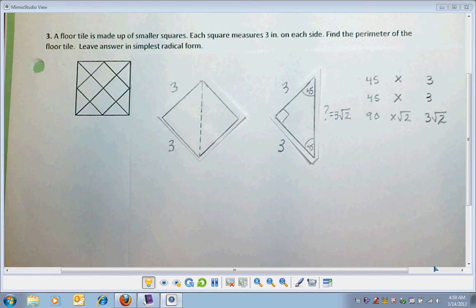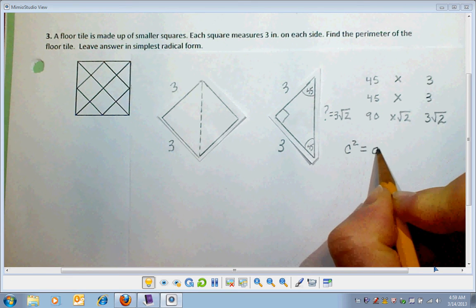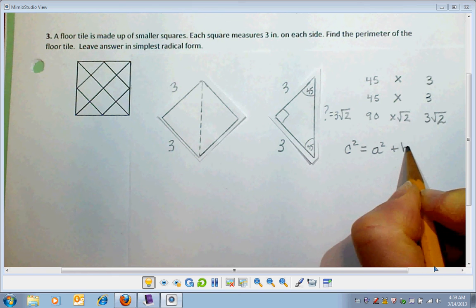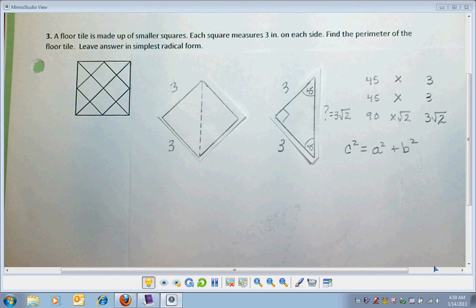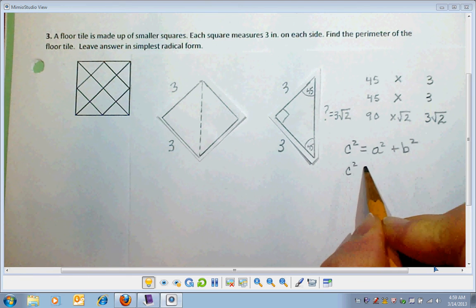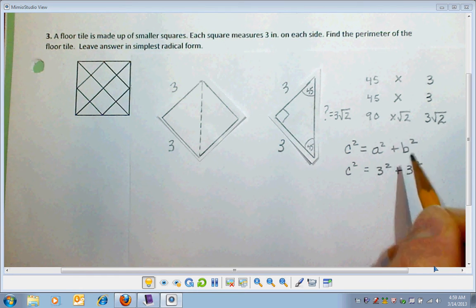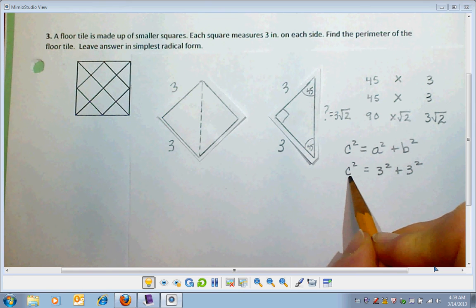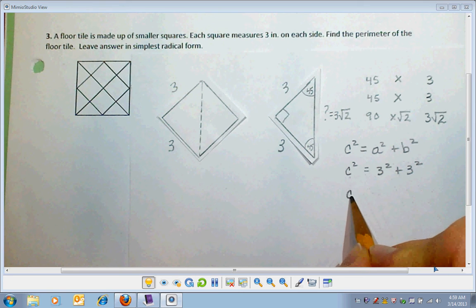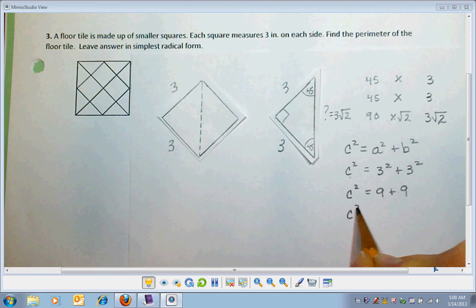If you don't remember doing that, then you're going to need to use the Pythagorean theorem. And the Pythagorean theorem is c squared is equal to a squared plus b squared. So this is going to be a little bit more involved. My c squared is equal to 3 squared plus 3 squared, because my c is my hypotenuse and that's what I'm solving for. So c squared is equal to 9 plus 9. C squared is equal to 18.